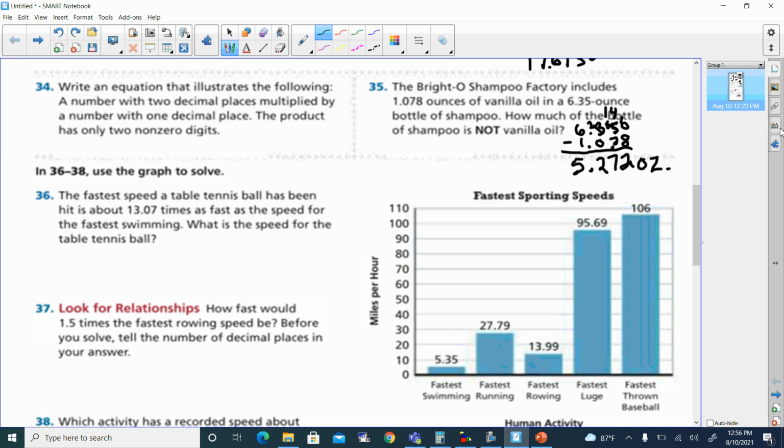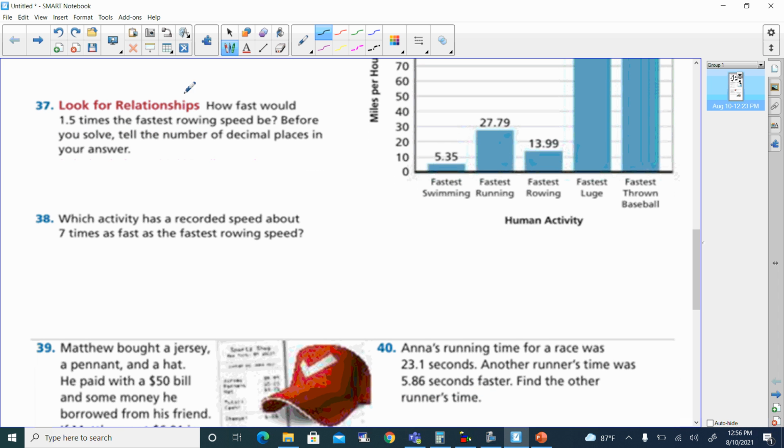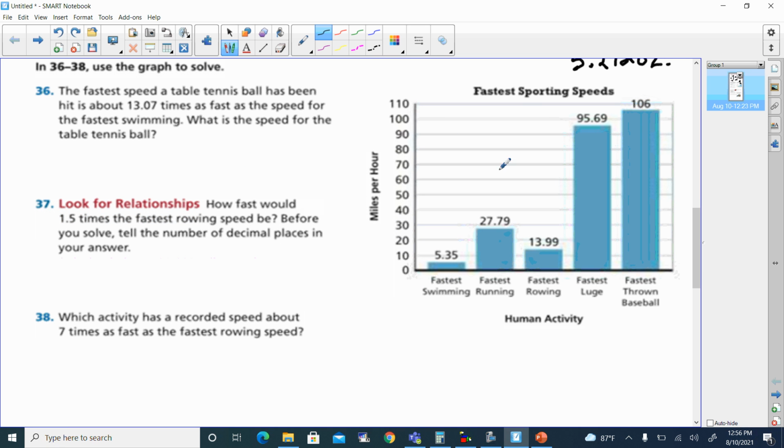All right, let's go to number 37. How fast would 1.5 times the fastest rowing speed be before you solve? Tell the number of decimal places in your answer. Oh boy, okay. So it says here we're going to use the graph for number 37. All right, and then this graph shows the fastest sporting speeds. They have the fastest swimming, fastest running, fastest rowing, fastest lunge, and the fastest thrown baseball. All right, and what we have to do is how fast would 1.5 times the fastest rowing speed be? Tell the number of decimal places in your answer before I answer.